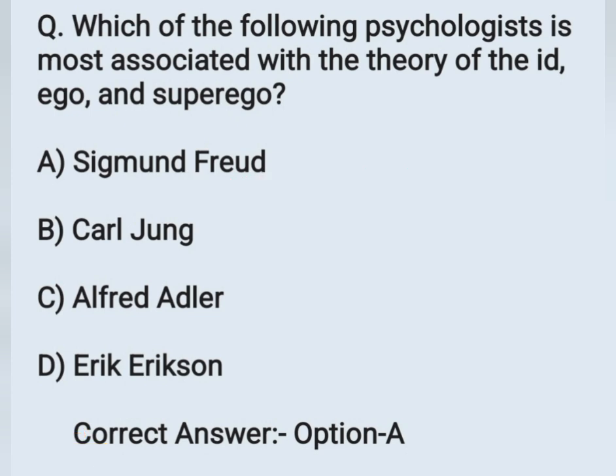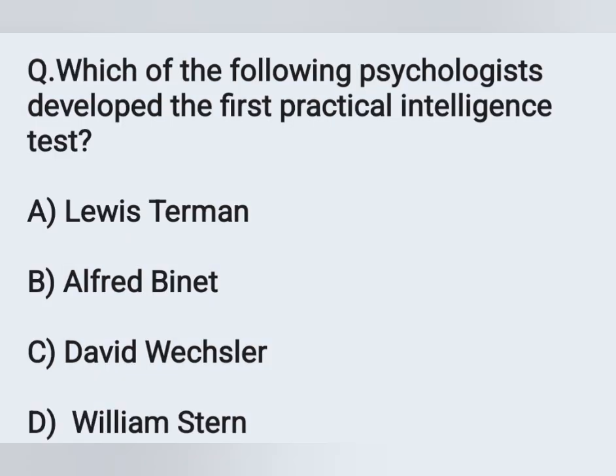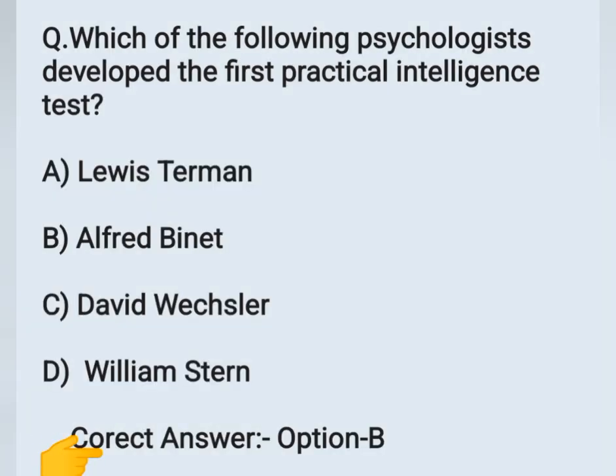And the next question is, which of the following psychologists developed the first practical intelligence test? Options: option A, Lewis Terman; option B, Alfred Binet; option C, David Wechsler; option D, William Stern. The question is, who developed the first practical intelligence test? The correct answer is Alfred Binet. Option B is the correct answer, the psychologist who developed the first intelligence test.